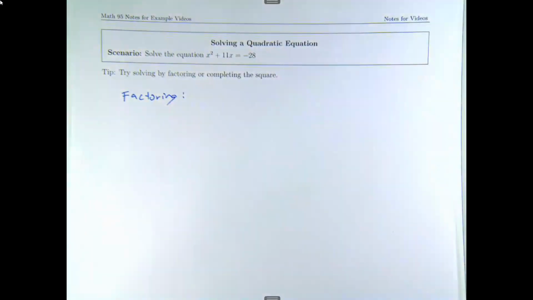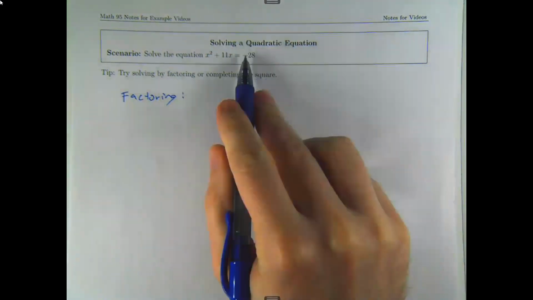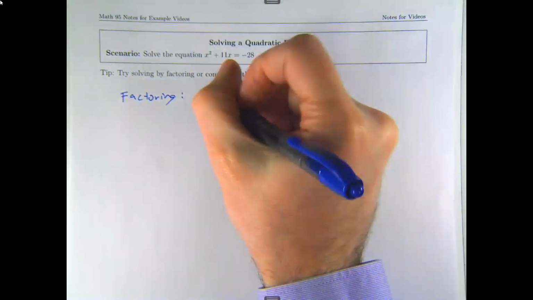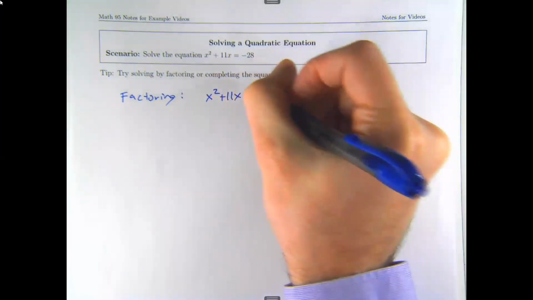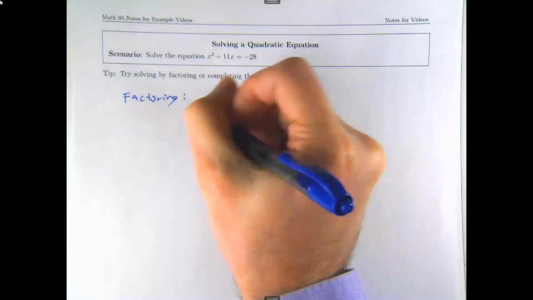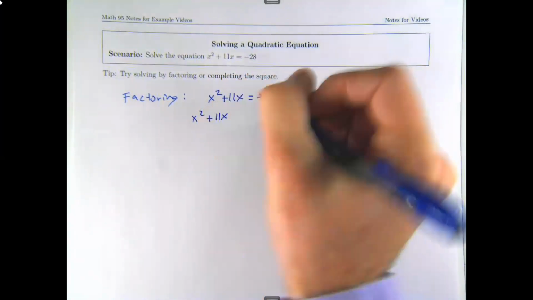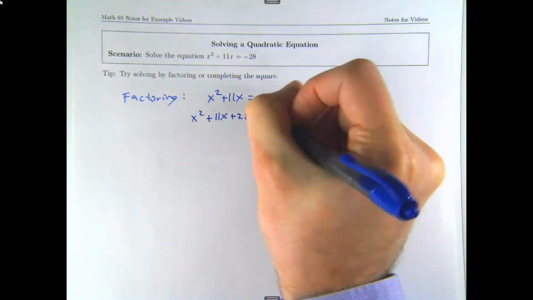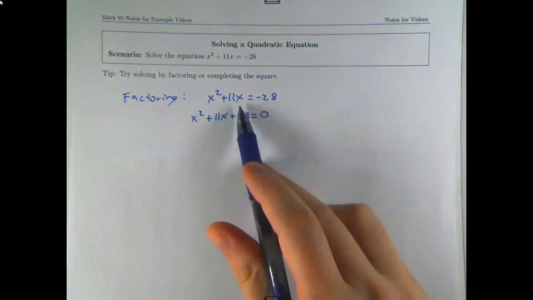So when I'm solving this by factoring, I want to get everything on one side. So I'm going to take this negative 28 and add that to the left, because then I can get it so it's equal to 0. And if it's equal to 0, and I have two things multiplied together that give me 0, one of those two things had to be 0. Okay, so I added that to the other side.